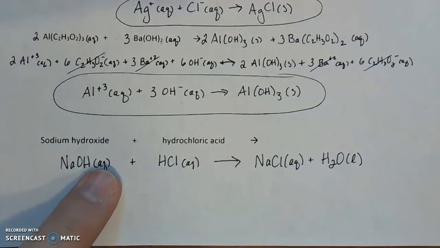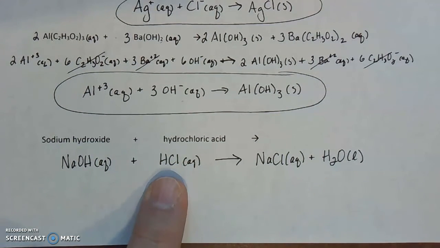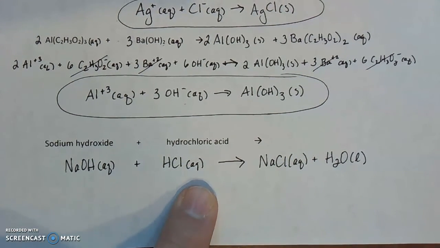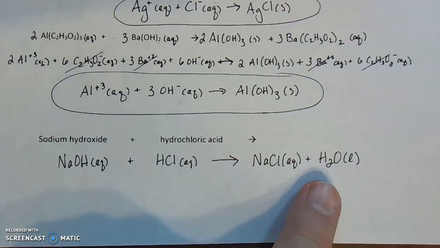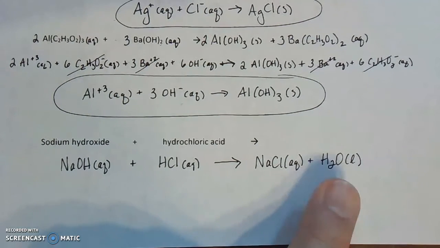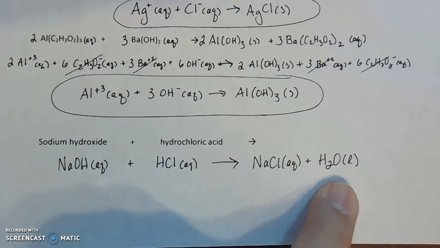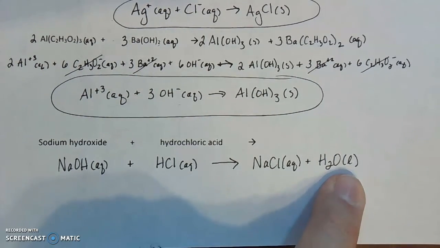NaOH, which is a strong base, so it's AQ. HCl, which is a strong acid, AQ. We get sodium chloride, which is a soluble salt, so we write AQ. And we get H2O, or HOH. You can write it out as HOH, that's fine, which we know is a liquid. And we know that this reaction does happen because we have a liquid.